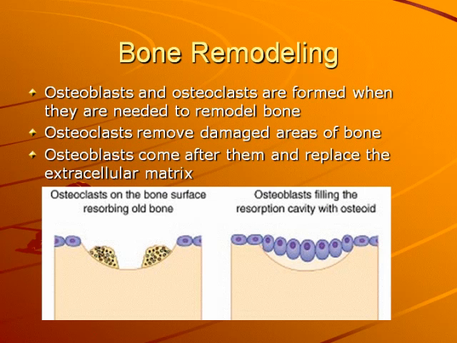So let's take these cells and just recap how they would work in the bone remodeling process. Just say that you had a bone fracture. Then the osteoclast would have to come in. Remember, your bone chewing cells would have to come in to clean up the area. They're going to remove damaged areas of bone. Then your osteoblast, or your bone building cells, would come in after the cleanup and replace the extracellular matrix.